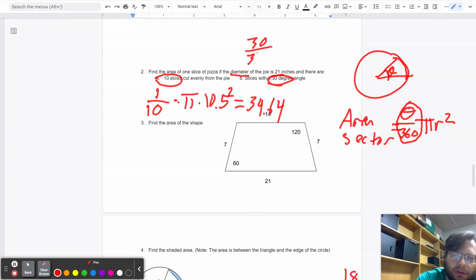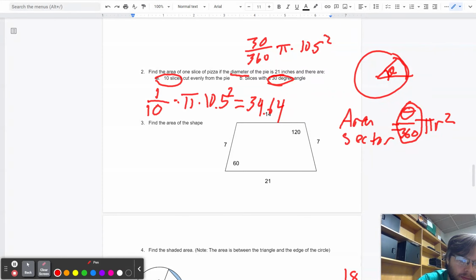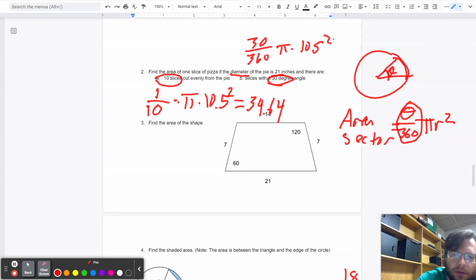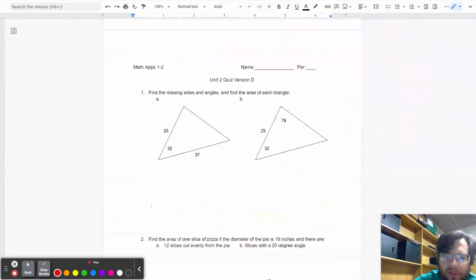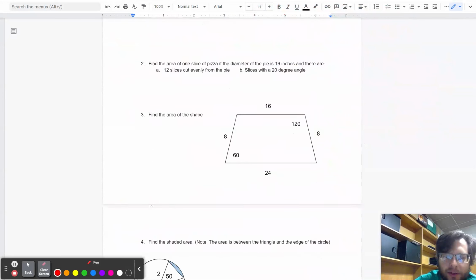So we just go 30 over 360 times pi times 10.5 squared. And that's just typing it into your calculator. Oops. There we go. Comes out to be 28.86. There we go. Great. All right, sliding on down to another version for question 3.